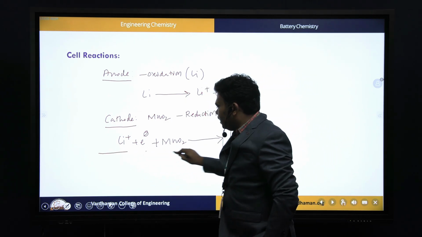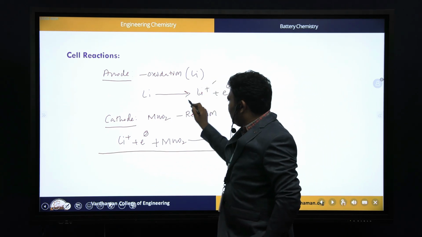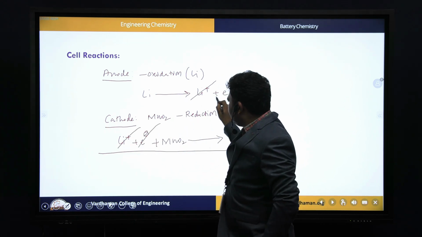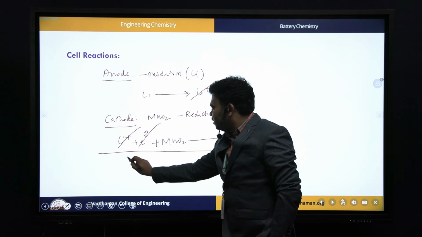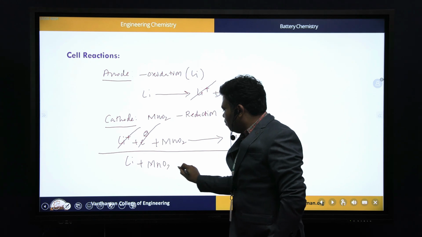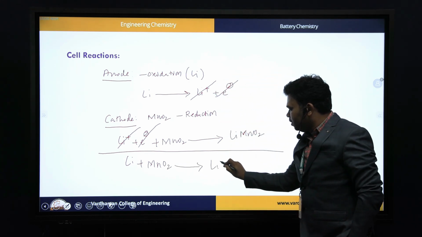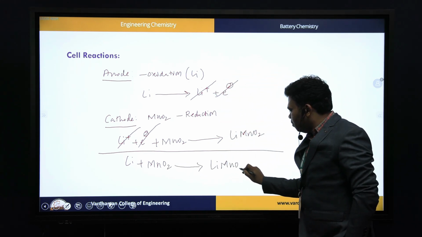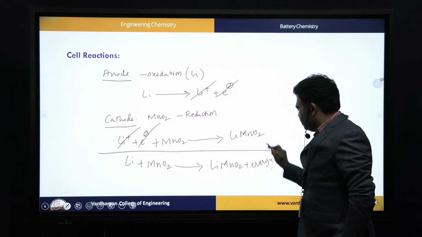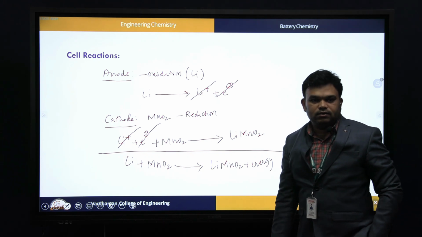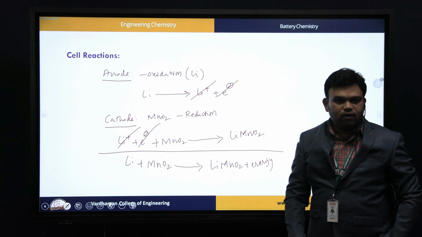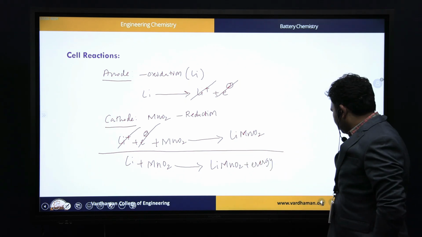And we have to write the net, that is the overall, reaction. Li+ gets cancelled, and the electron gets cancelled. Then the net reaction is Li plus MnO2 gives rise to LiMnO2, and energy is released. These are the cell reactions which take place during the working of lithium cells with solid cathode.